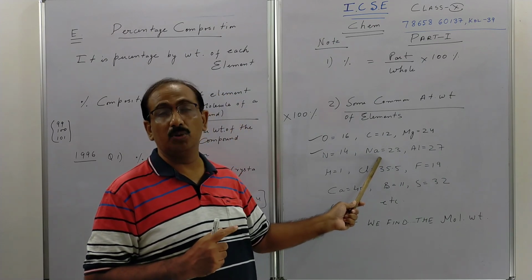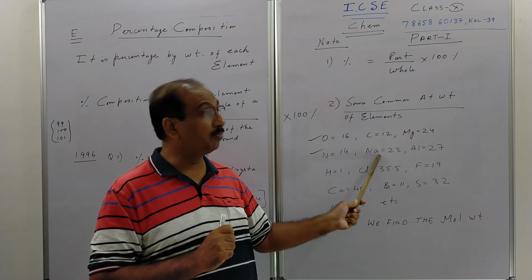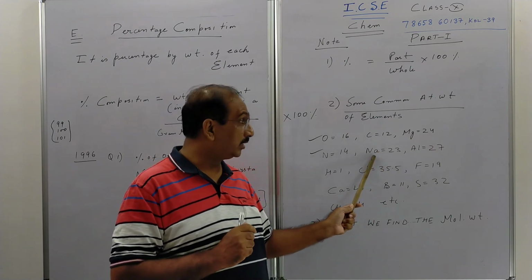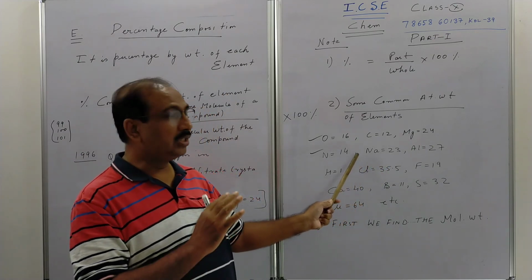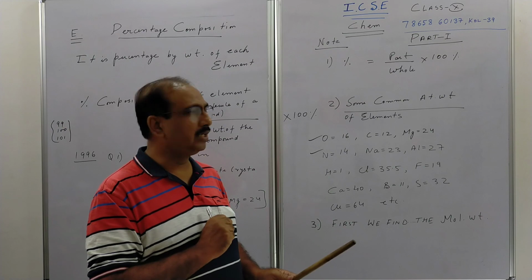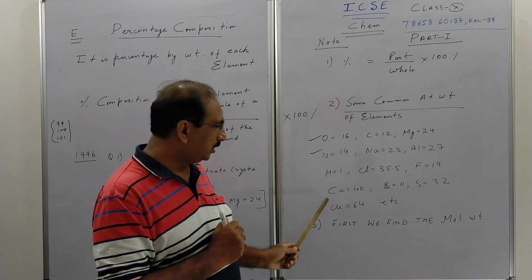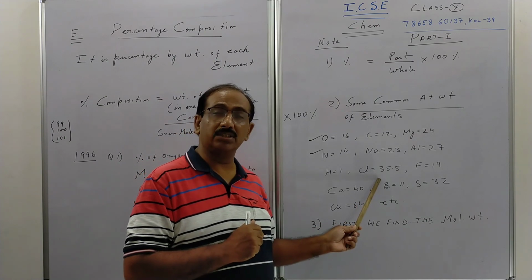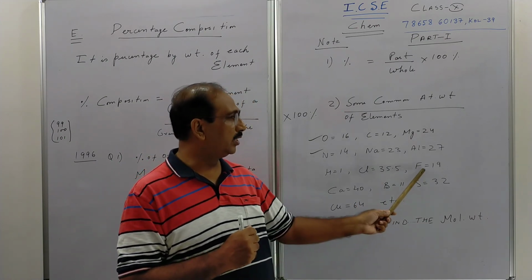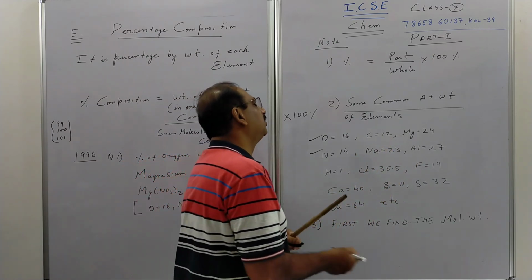Like sodium: atomic number is 11, with 2,8,1 electronic configuration, 11 protons, but it has 12 neutrons, so it is 23. Since you have done the periodic table in class 9, you can see how it comes. You can remember that chlorine has a fractional atomic weight, 35.5. Fluorine is 19, aluminum 27, magnesium 24. These are very common, children.